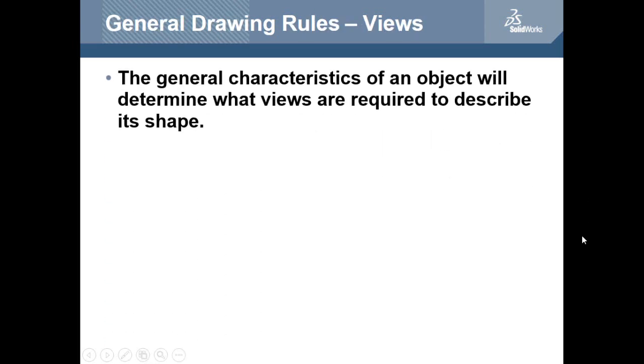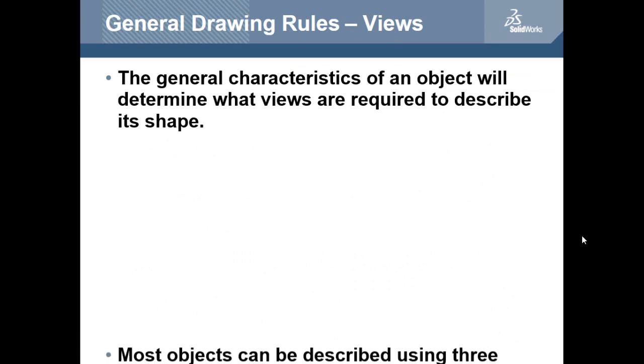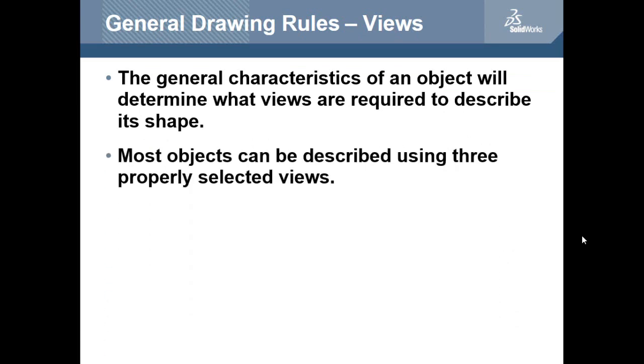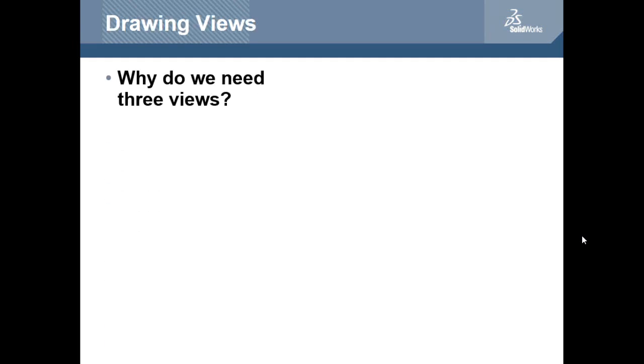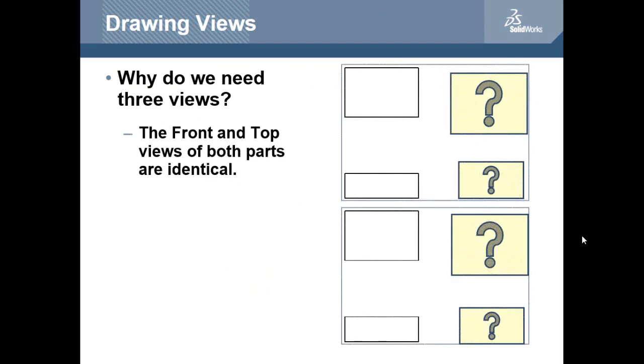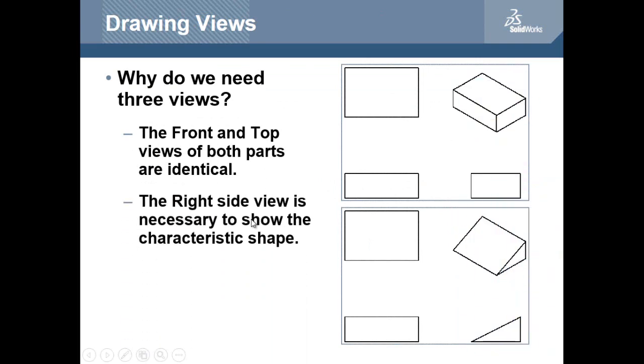The general characteristics of an object will determine what views are required to describe its shape. Most objects can be described using 3 properly selected views. Sometimes you can use fewer. However, sometimes more are needed. Why do we need 3 views? The front and top views of both parts are identical. The right side view is necessary to show the characteristic shape.